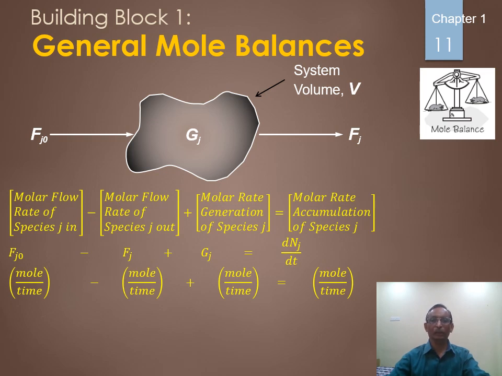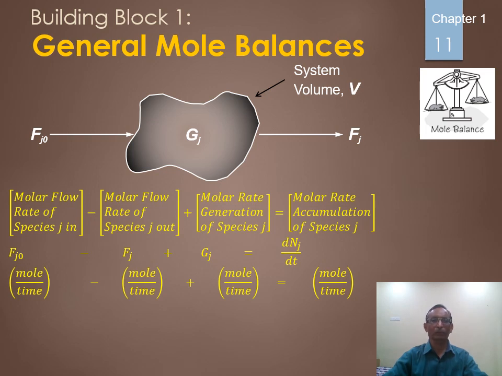Then the molar rate of accumulation of species. Nj is the moles of the species. The molar rate of accumulation is denoted by the symbol dNj/dt, the number of moles with respect to time. With respect to time, how much quantity is accumulated, the molar rate of accumulation, in moles per time. The units of all these terms, inlet, outlet, generation, and dNj/dt, are moles per time.